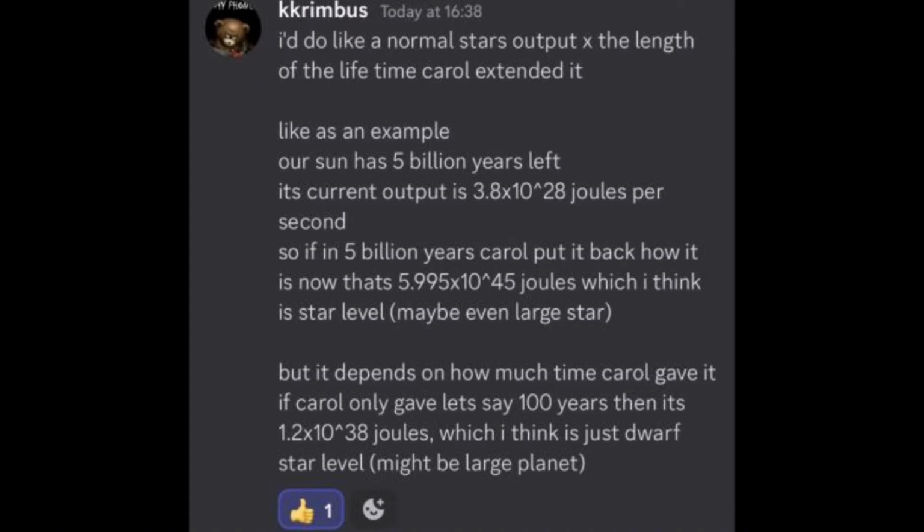Now, if we use a lower end and say Carol only gave the sun 100 years, then it would pretty much be around the 1.2 times 10 to the power of 38 joules, which would range around dwarf star to large planetary levels. Very impressive. And also shoutouts to Carimbus, who is a huge help with trying to determine how impressive this feat would be. His channel link will also be in the description.